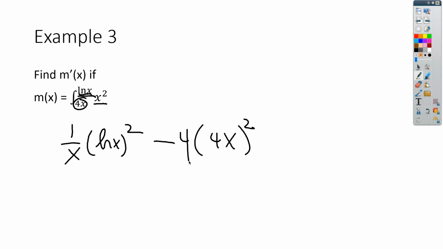Should we simplify it or no? Say what now? Should we simplify it or only repeat? I'm going to not simplify it, but you could. But you could, yeah.